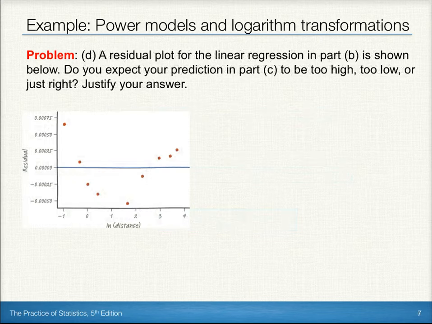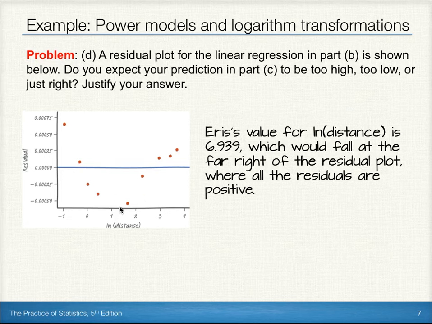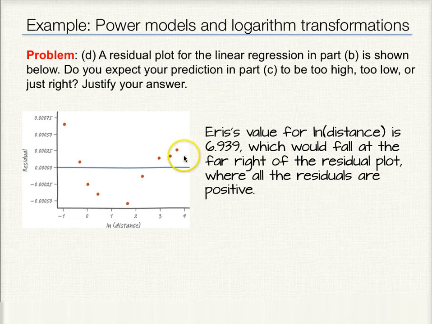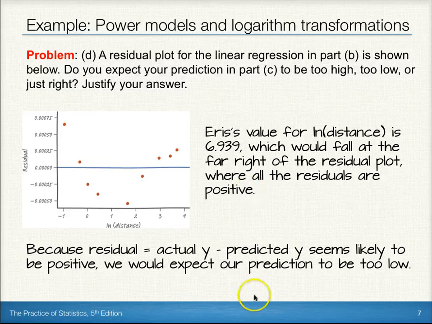Now, a residual plot for the linear regression from part B is shown below. Do we expect our prediction in part C to be too high, too low, or just right? Well, note we've got a pretty strong curved pattern here to our residual plot. Eris's value for the natural log of the distance was 6.939, which would fall way to the right of the residual plot, and we note that the residuals there would most likely be positive. So because the residual is positive, and it's the actual minus predicted value, we would expect our prediction to be too low.